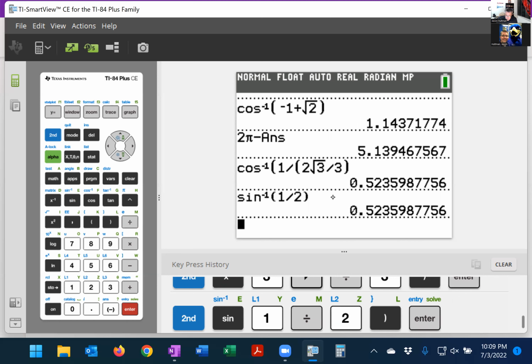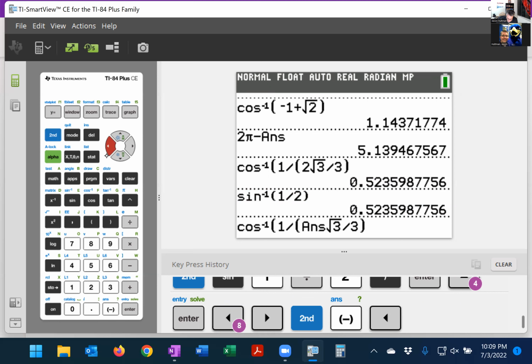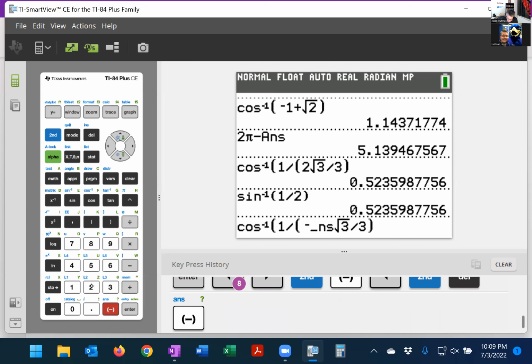And they do equal. Okay, now let's try this. If it was negative inside, would it still work? If this was a negative, okay, second insert. I want a negative 2.